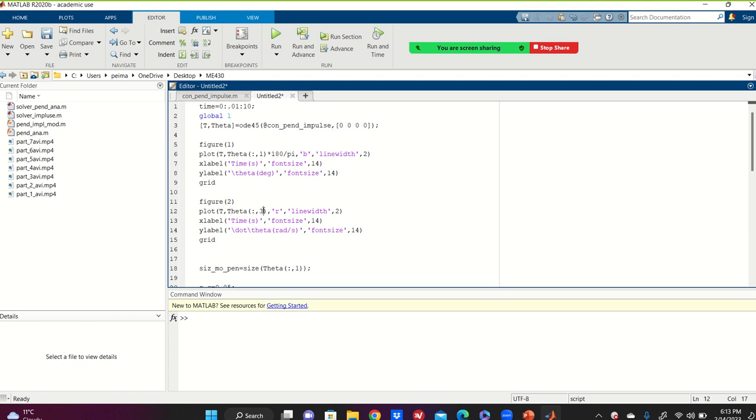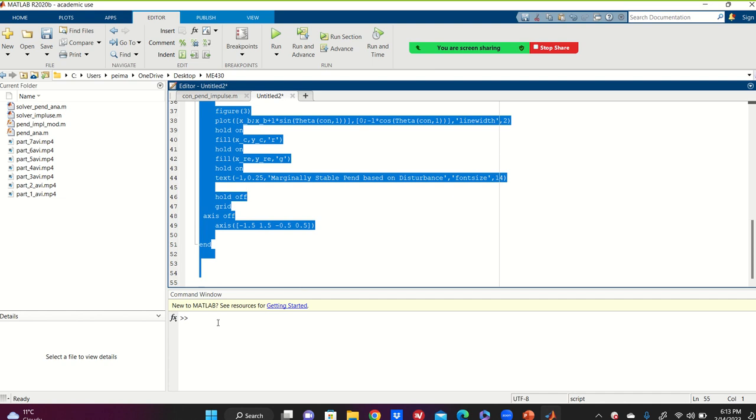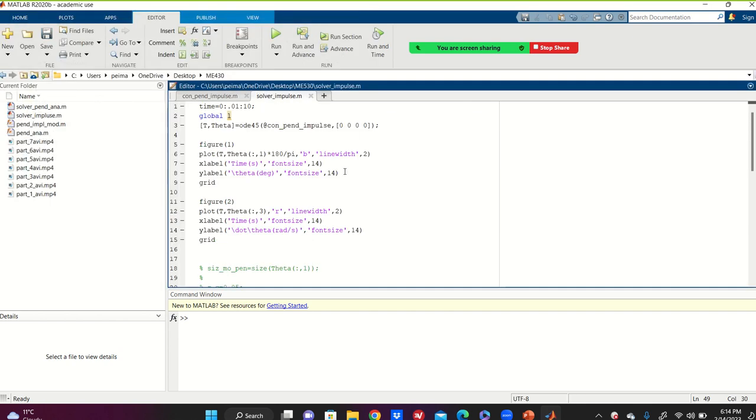So, I'm gonna plot M3. I'm just putting this as comments because I don't want to plot it yet. I'm gonna make a movie. I'm gonna see solver impulse and solver impulse. Okay, here we go. This is the angle without an input, angle with input. And this is gonna be again theta degree.